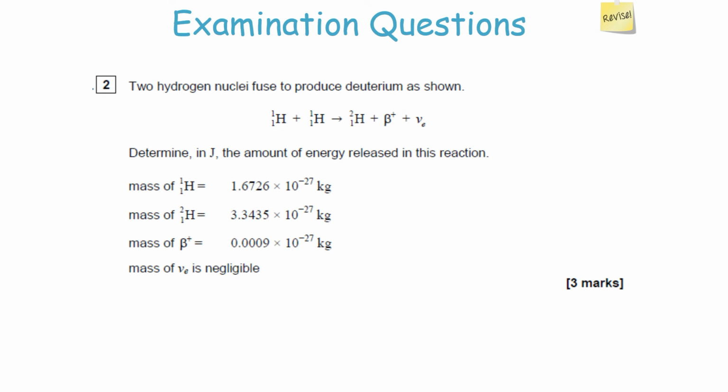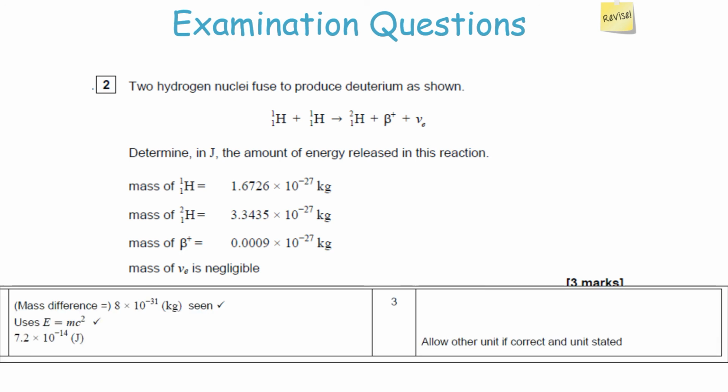Right, so what do we need to do? We need to work out the difference in mass from before and afterwards, because that's the information we've been given in the question. So you work out the mass before and the mass afterwards, and then you work out the difference between the two, and the difference is going to be 8 times 10 to the minus 31 kilograms. Now because we are in kilograms, we can then use the equation E equals mc squared to work out the energy.